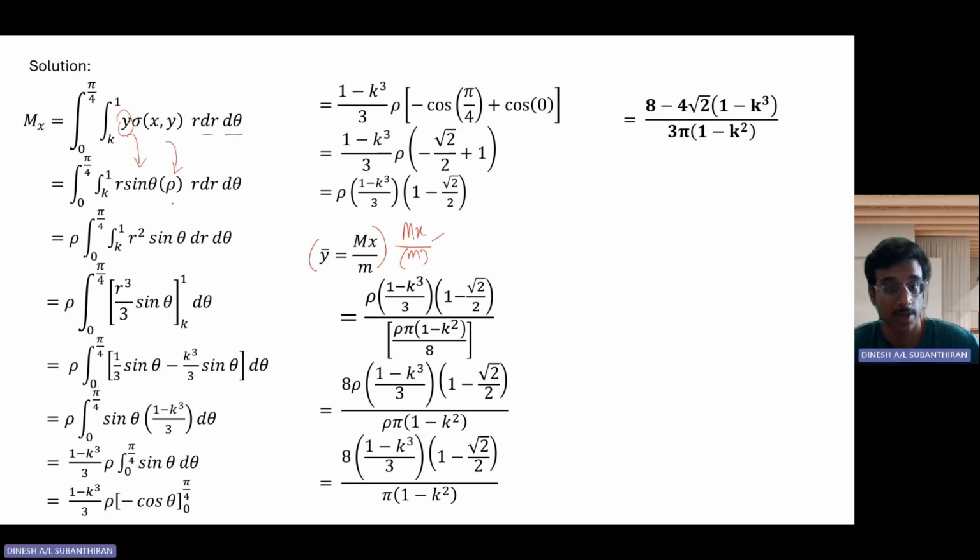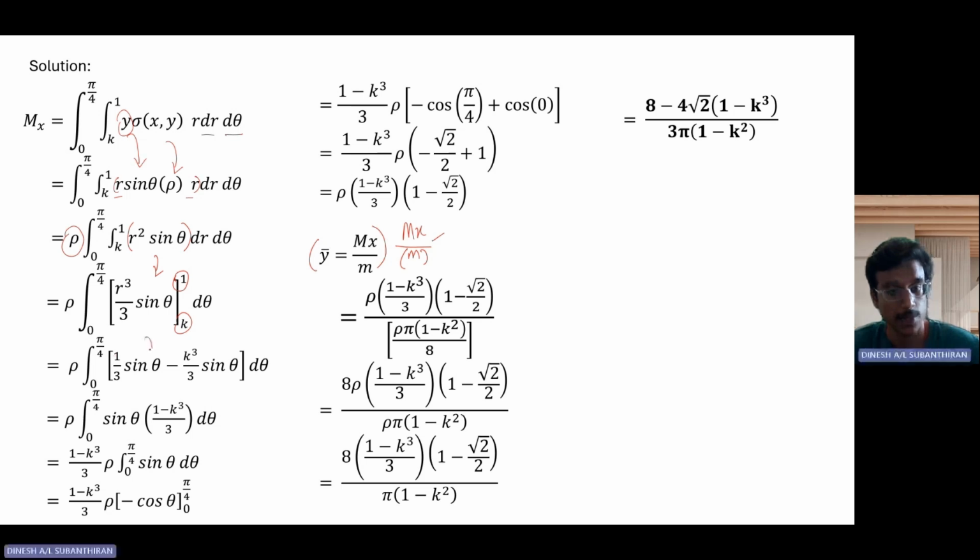So now we can take the rho and put it outside of the integral since it plays as a constant value. And here both r will be multiplied and the value will be r squared sin θ. Now we can integrate this r squared sin θ. So the solution will be r cubed over 3 sin θ in brackets k and 1, which are the limits of r. Now we have to substitute the limits into the r value.